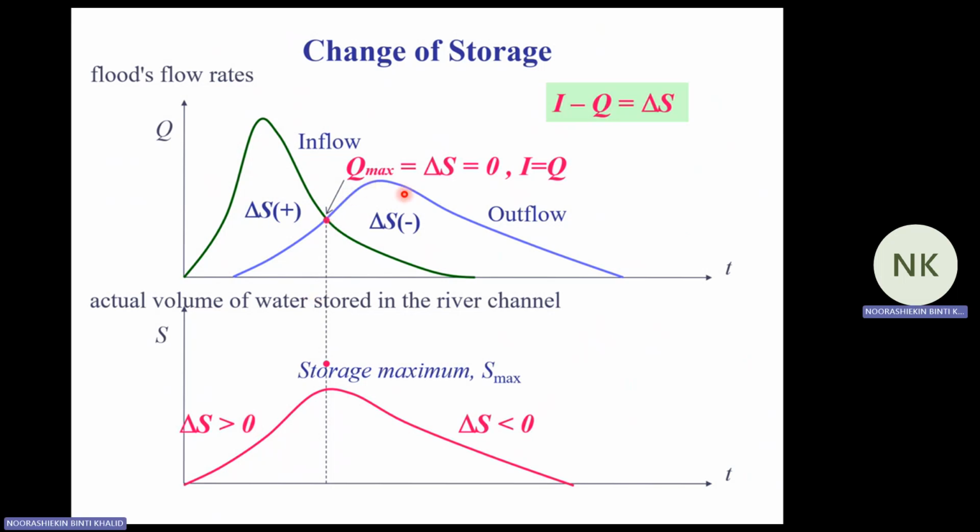Then it slowly goes downstream. The storage becomes slower, and then the change of storage becomes negative, or less than 0. So the intersection between inflow and outflow we call Qmax. At this point the change of storage becomes 0. If we put the change of storage equal to 0 here, then I is equal to Q.